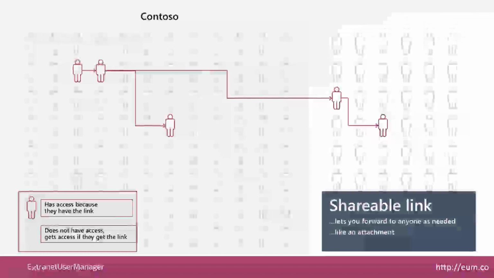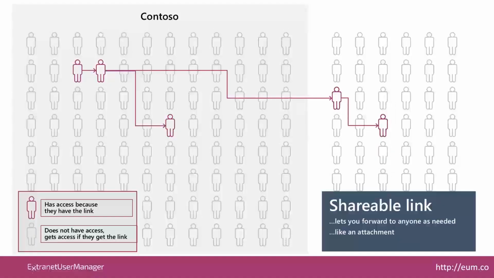If you think about your internal users on the left as part of Contoso and your external users on the right, basically anybody who has that link has access to that document. If they don't have the link, they don't have access to the document. So it is still controlled. You need to be part of that thread or that conversation, but you don't control where it goes from there. Anybody can forward it on from that point of view.